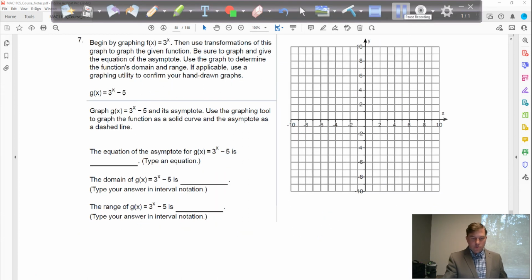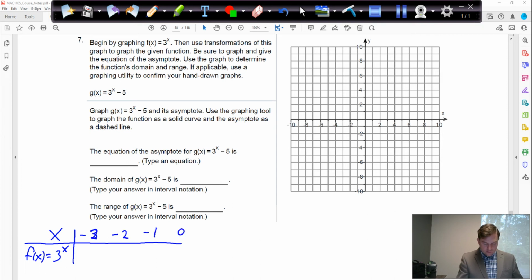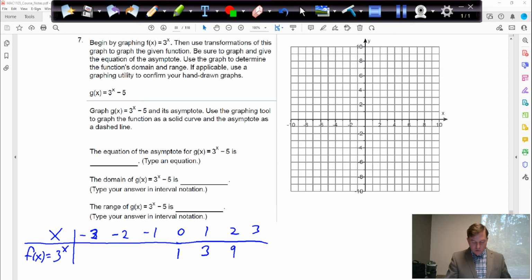Okay, 7 is going to use 3 to the x as its base. So if we say x, and then the function is now 3 to the x, well, these numbers are just going to triple. Let's start at 0. 3 to the 0 is 1. 3 to the 1 is 3. 3 squared is 9. 3 to the third is 27. So notice these numbers are tripling. 1 to 3 is tripled. 3 to 9 is tripled. 9 to 27 is tripled.